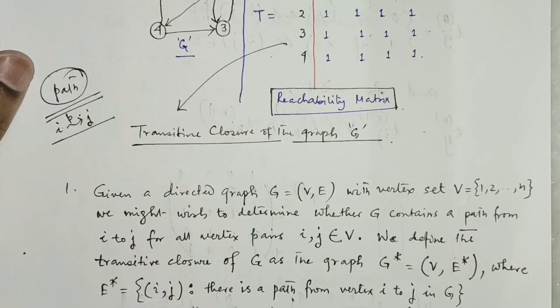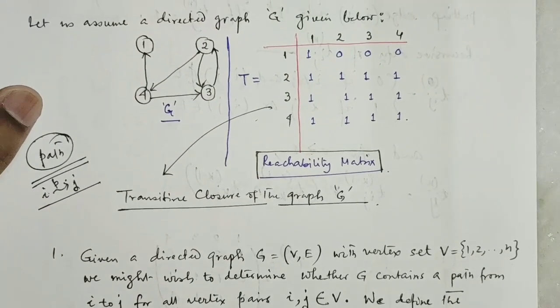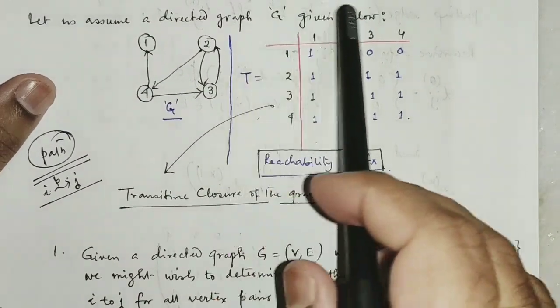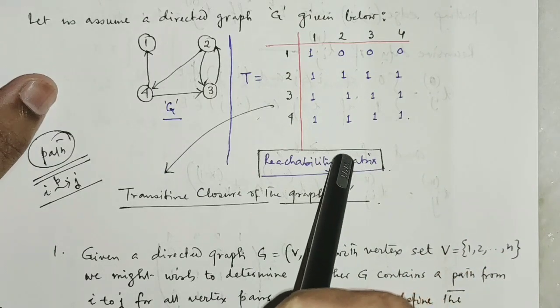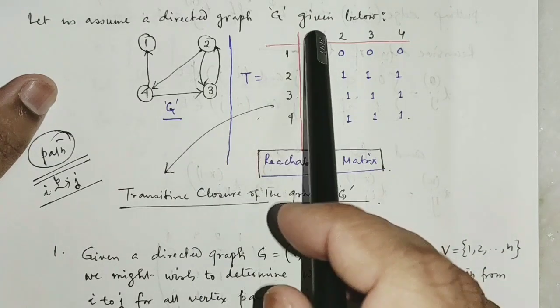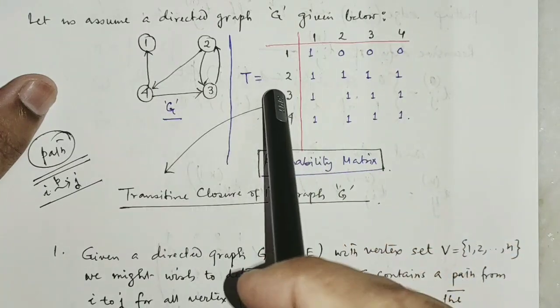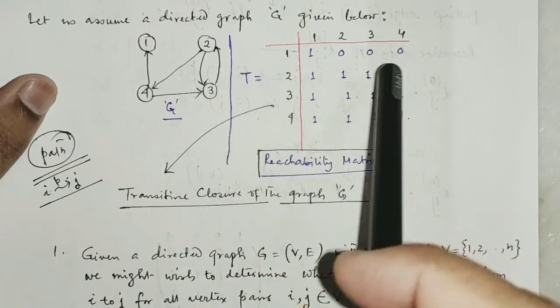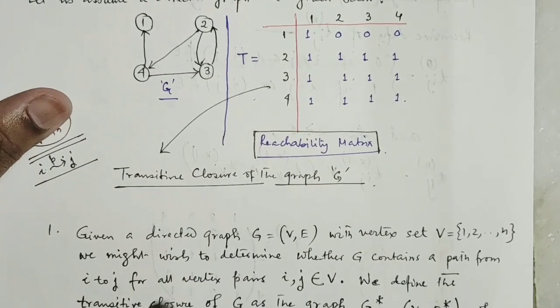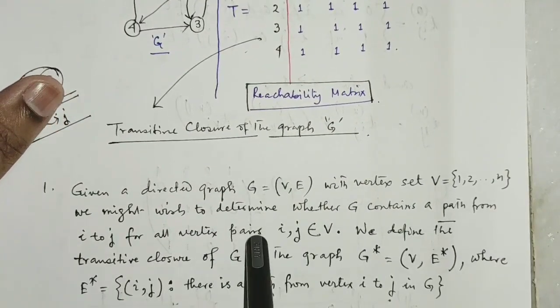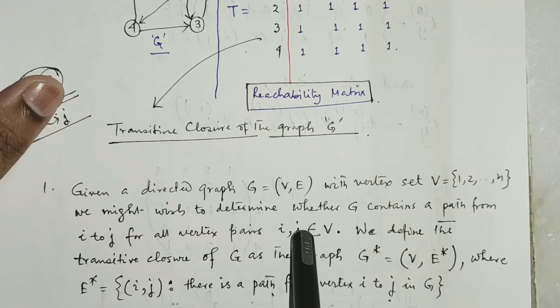So you have to check for all vertex pairs. That's why you have derived a reachability matrix where you are checking all vertex pairs: 1 to 1, 1 to 2, 1 to 3, 1 to 4. This is from 1. Then 2 to 1, 2 to 2, 2 to 3, 2 to 4. This is from 2. That's why it is written as for all vertex pairs i, j belongs to V.